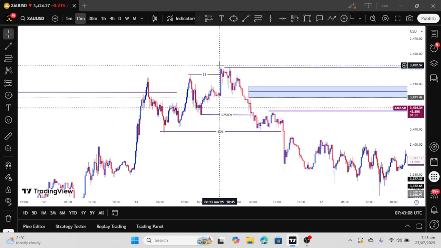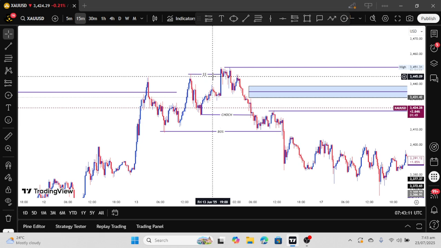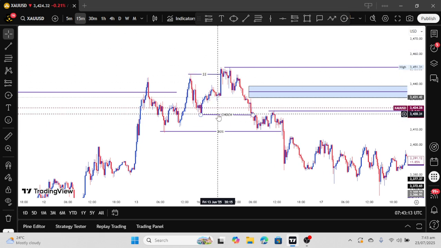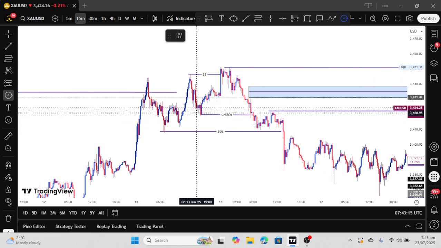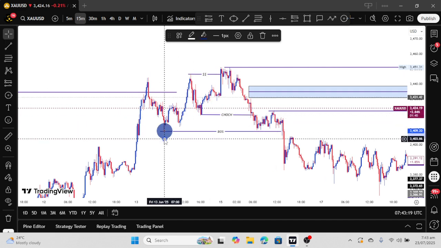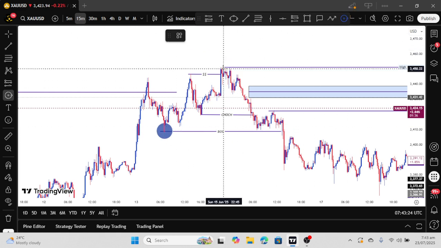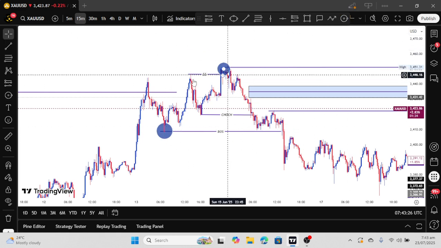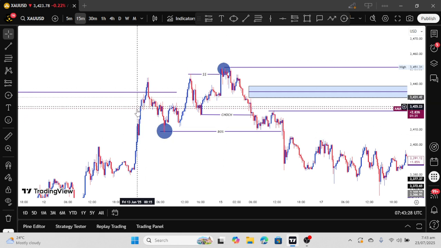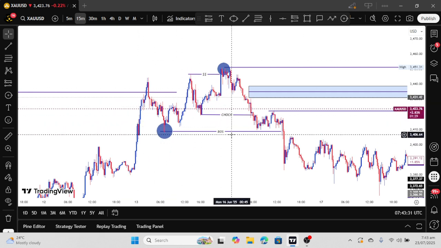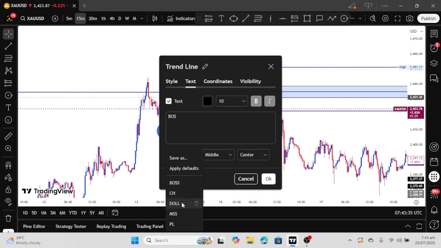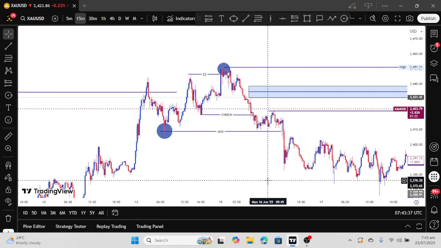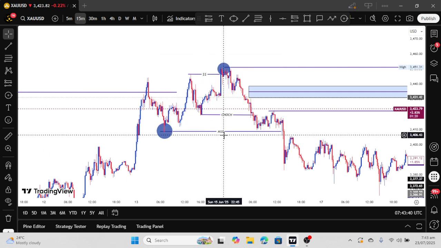So the first thing, what do I see? I see a graph of liquidity, which is this one. I want to see a change of character of the last low. So this particular low is the low that led to this high. And once that low is taken out, that's a change of character. So we can call it a change of character or market structure shift. This is a market structure shift.